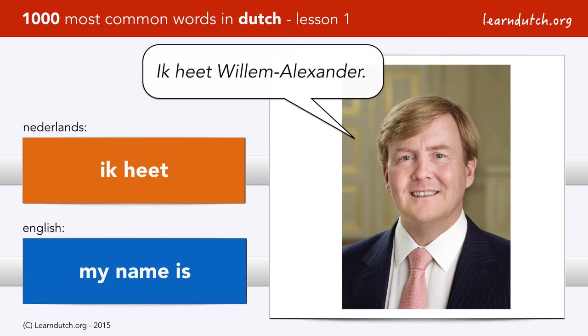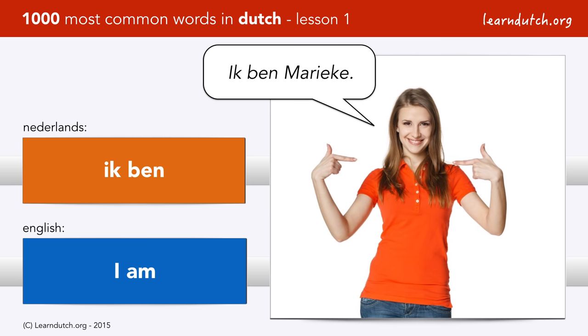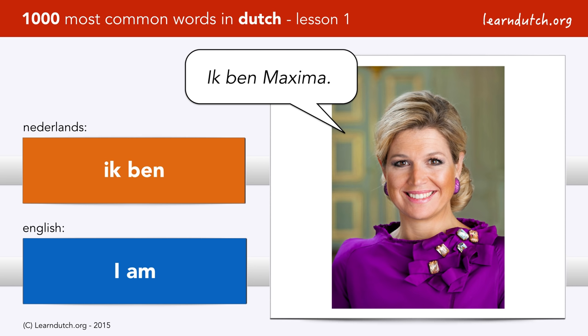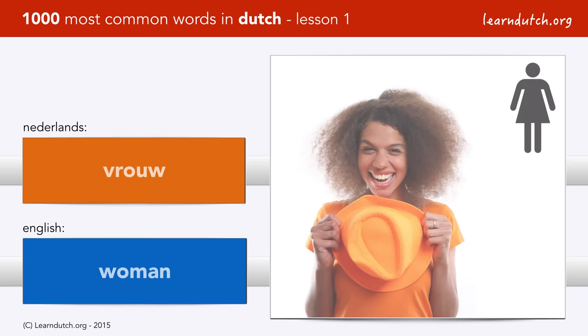Ik ben. Ik ben Marieke. Ik ben Maxima. And she's the queen of the Netherlands. She is originally from Argentina. So she learned Dutch as well, just like you. Man. Vrouw. And why are we all dressed in orange? Well, that's the Dutch national color.